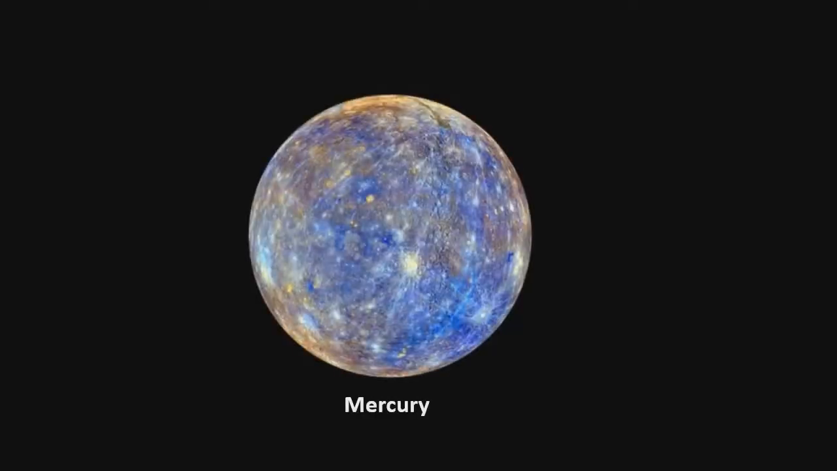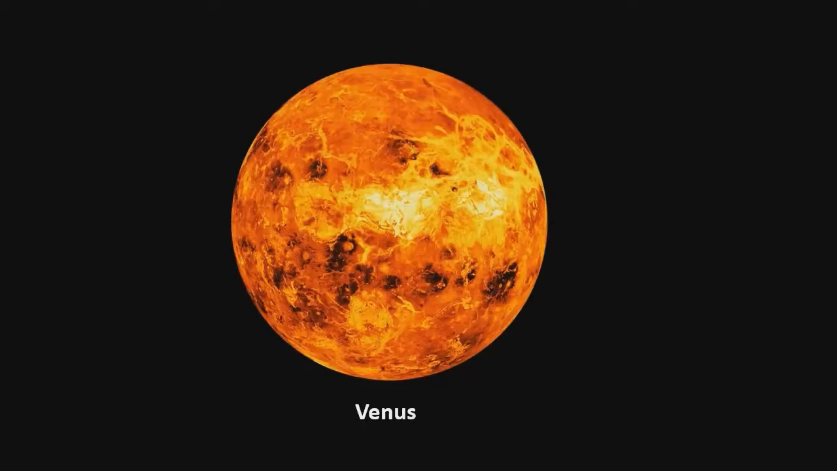So now we will be talking about the different planets in our solar system. We will first move on to the planet closest to the Sun, and that is Mercury. Mercury is the smallest of all the planets. Since it is closest to the Sun, it only takes 87.97 Earth days to complete its revolution around the Sun. Next is Venus. Venus is the second planet from the Sun.